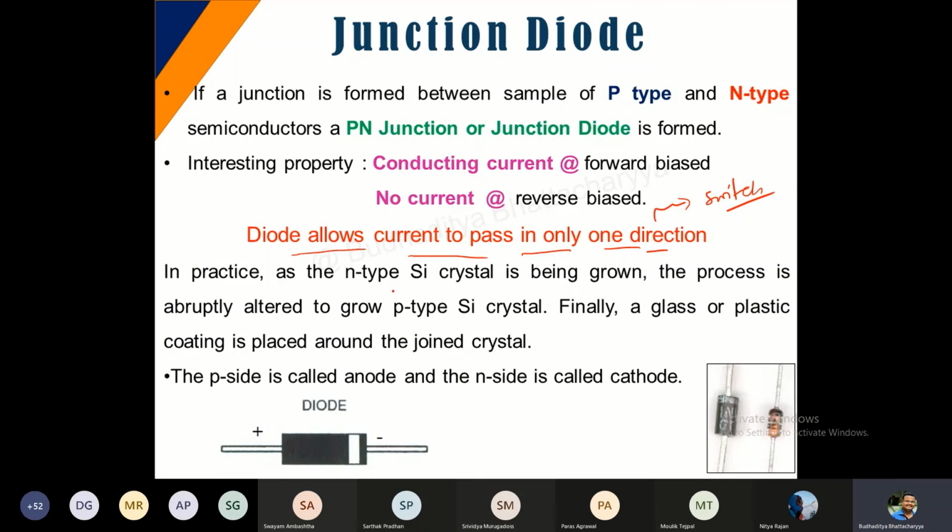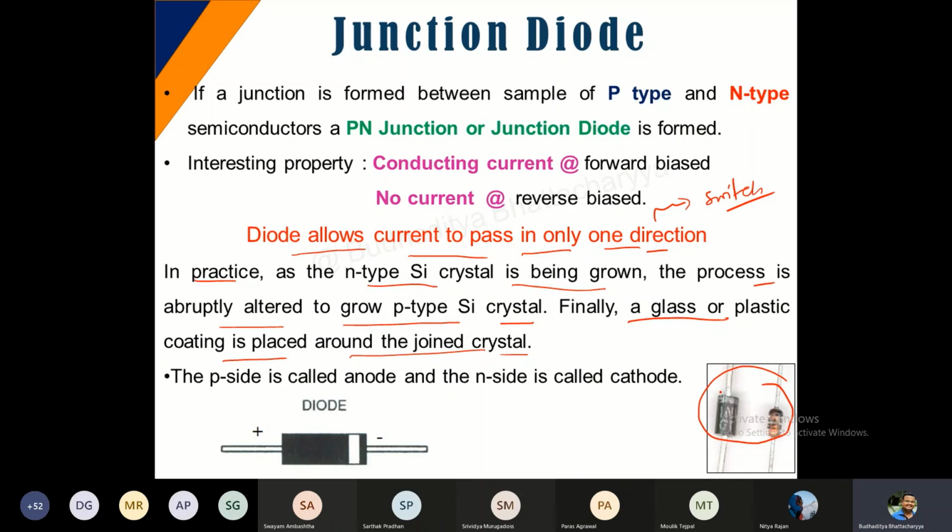Okay, so you can see in practice, as the n-type Si crystal is being grown, the process is abruptly altered to grow a p-type Si crystal. Finally, a glass or plastic coating is placed around the joint crystal, and this is actually how the diode looks.